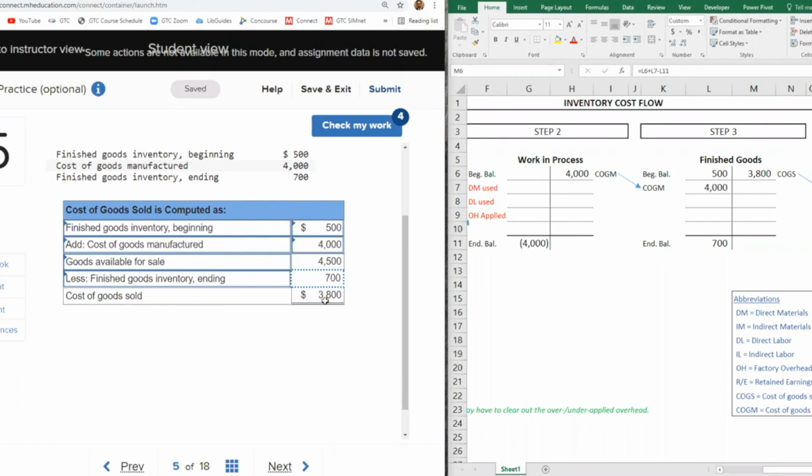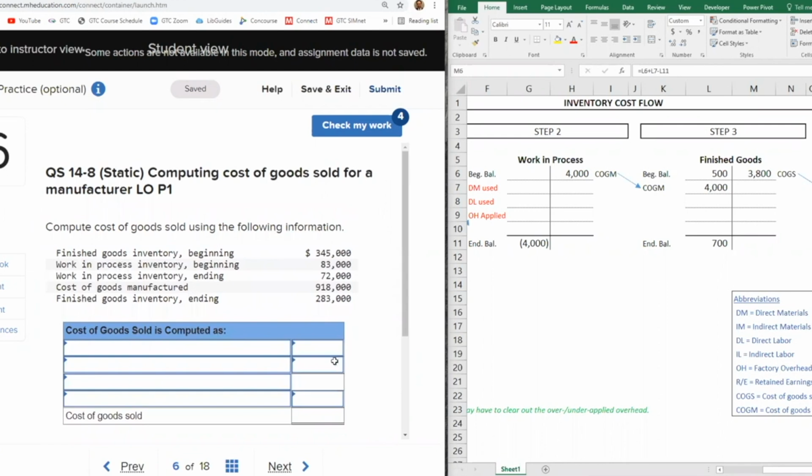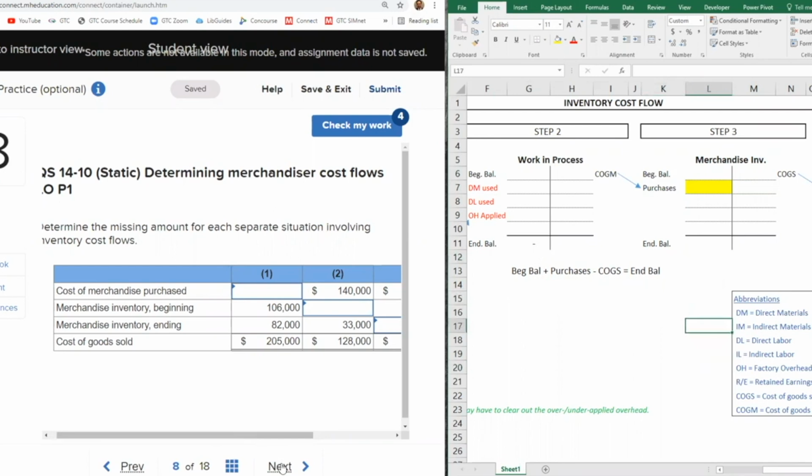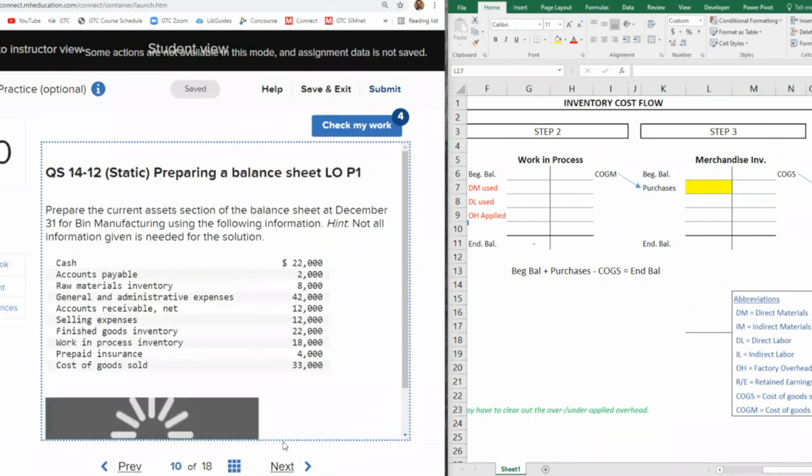So that means we must have sold 3,800. See that? So it's just backing into the number that we sold. A lot of this is just plugging in numbers on here and then figuring it out. I think that's about all the time we have, unless you want to ask me some more questions.